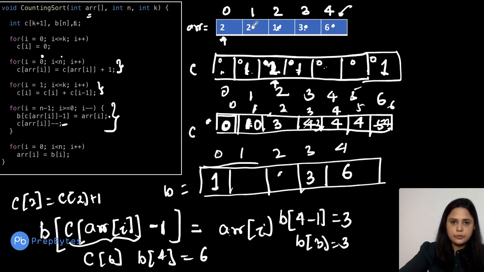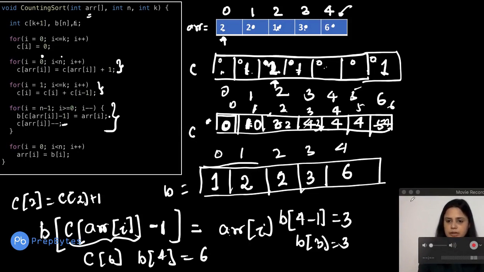Now I come to 2. I come to this place. What is the right place? 3rd position, which is index 2. I put it here. Similarly, I make it 2 here. Now again, I come for this 2. I find 2nd position, which is index 1. So I put 2 here. So this is how I get my sorted array.